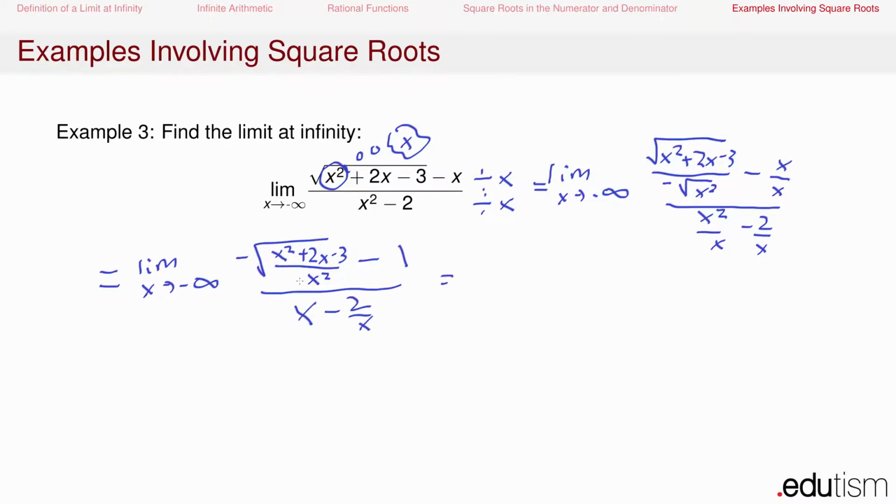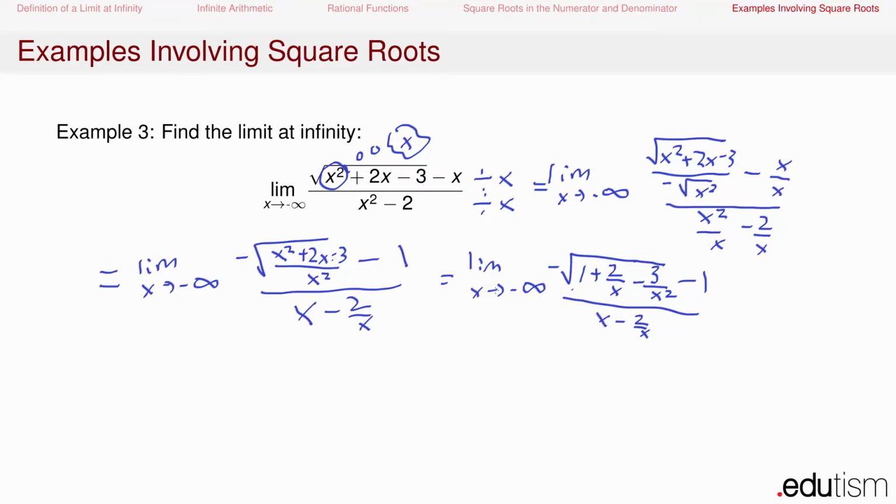The next step is to try to simplify this thing inside the square root. We have an x squared plus 2x minus 3 all divided by x squared. We can divide each thing by x squared separately. So we still have the limit as x goes to negative infinity in front. Inside the square root, we'll have x squared divided by x squared, which gives you 1. We'll have 2x divided by x squared, which gives you 2 over x. And we'll have 3 divided by x squared. We're still going to have a minus 1 here. And at the bottom, we're going to have an x minus 2 over x.